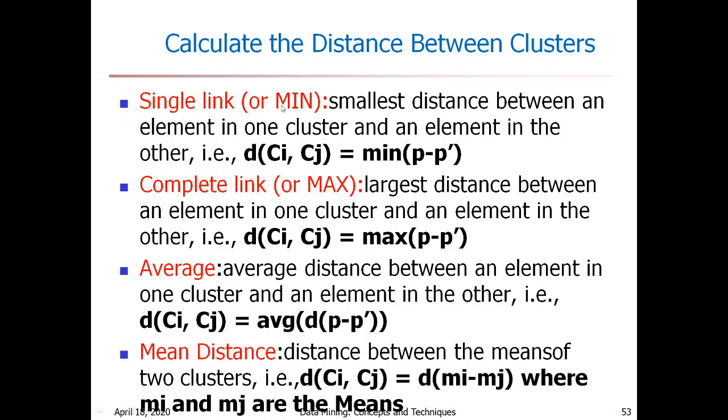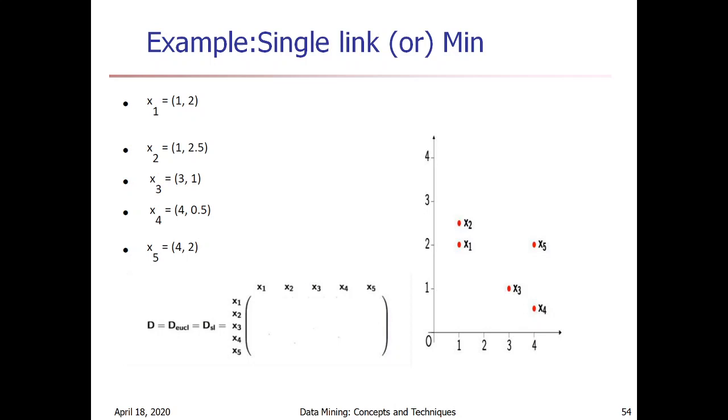Single link can also be said to be the minimum distance between an element in one cluster and an element in the other cluster. Complete link is the largest or maximum distance between an element of one cluster and an element of the other cluster. Average is the average distance between the elements in one cluster and the elements in the other. Mean distance is the distance between the means of two clusters, that is, the distance of the mean of one cluster to the mean of the other cluster.